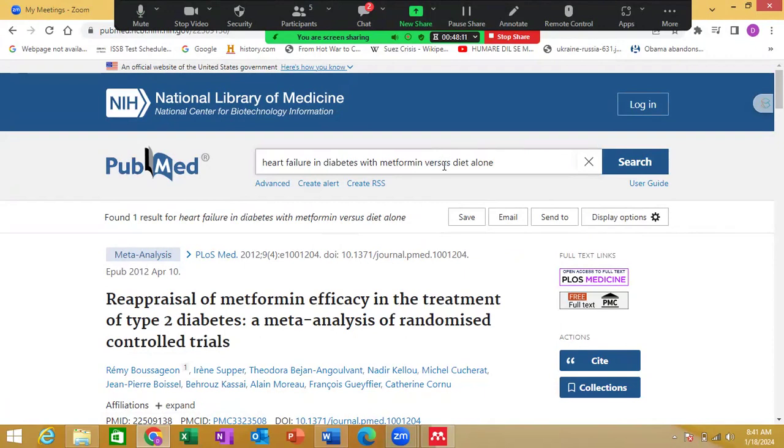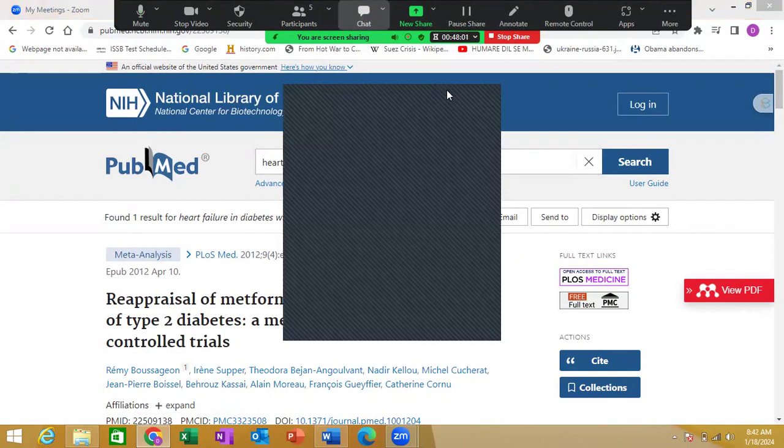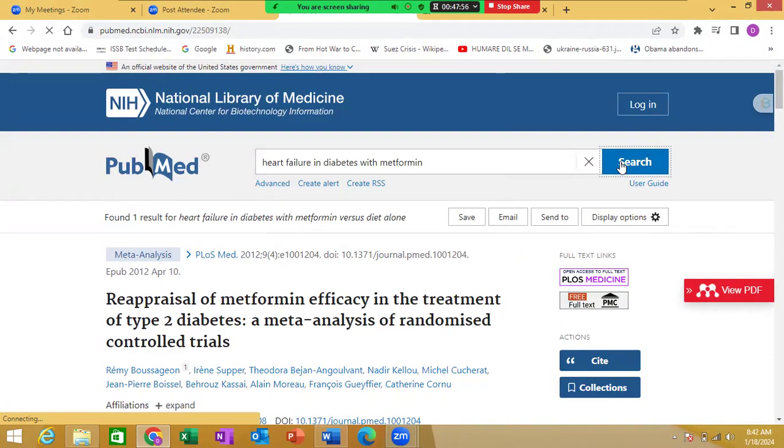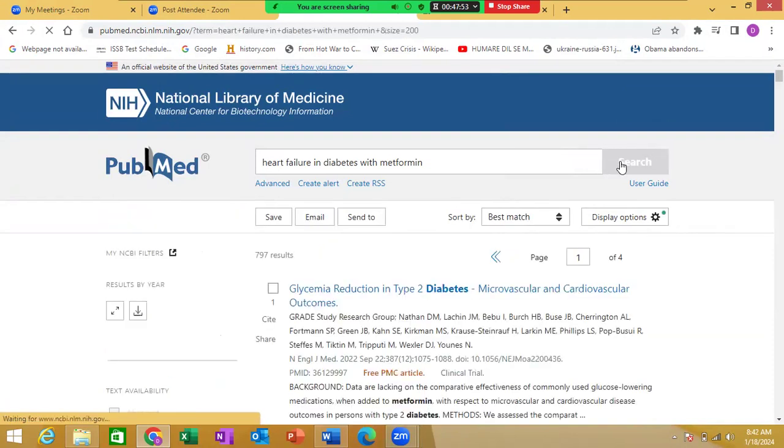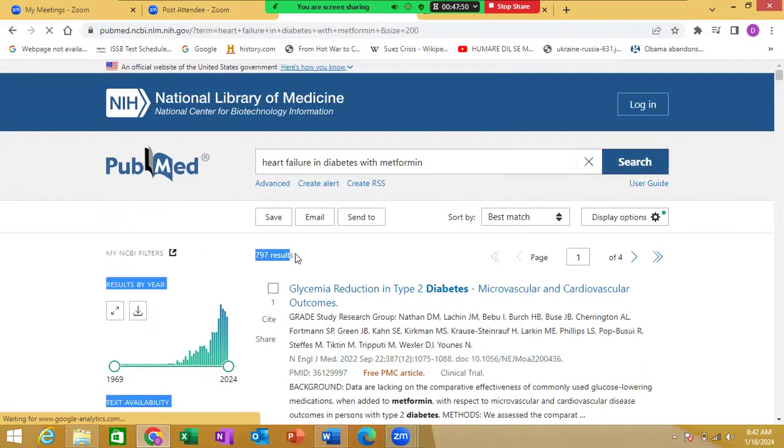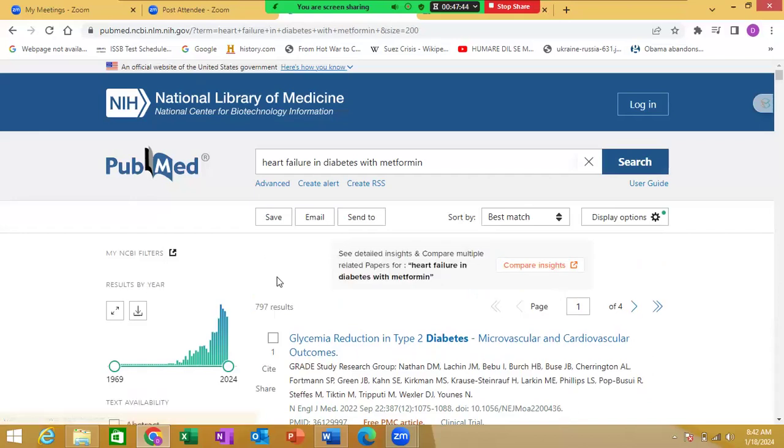Now, for example, just modify it and take heart failure with diabetes, only with metformin. And we come across a lot of studies. This is the number 719,787. Just modifying a single word, we have found nearly 800 results. But this is not the good way. You can't search for scientific literature like this. If you are just going for simple reading, this is okay.